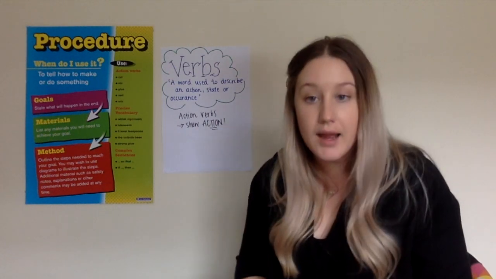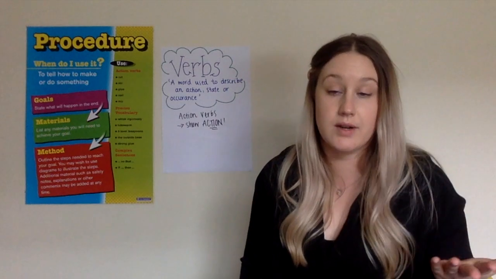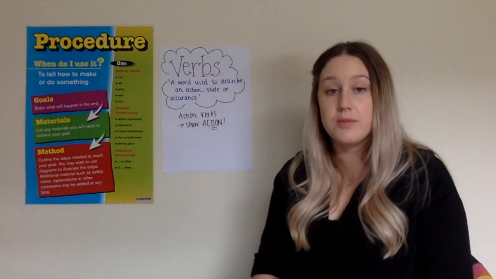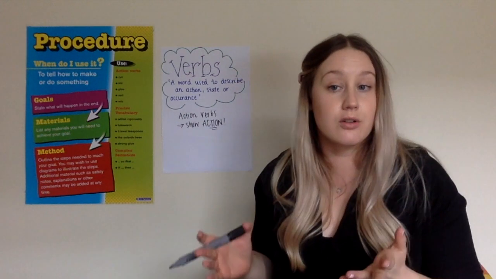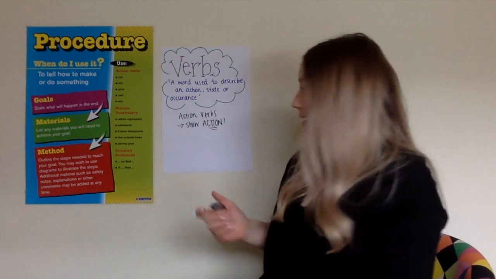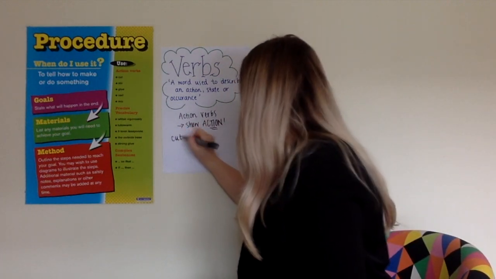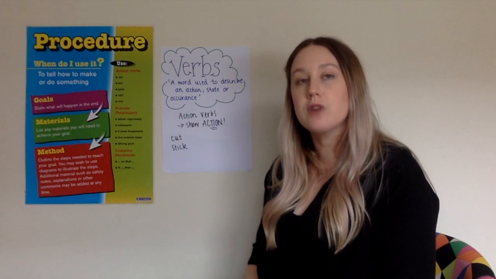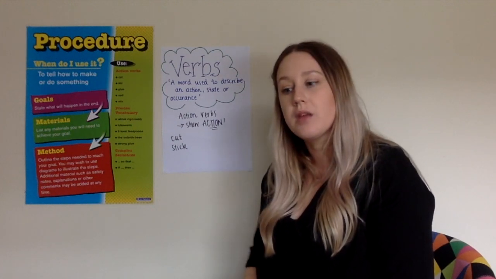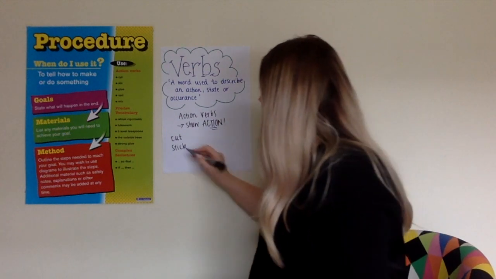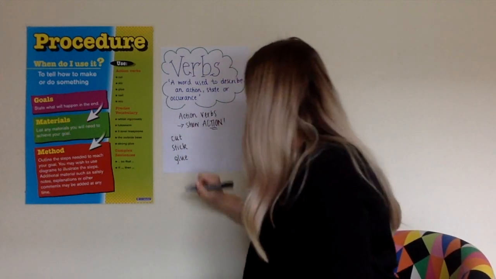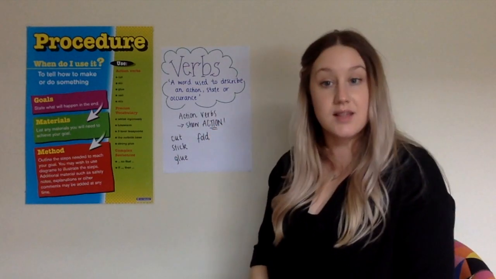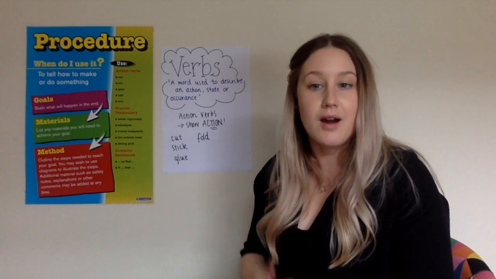Depending on what type of procedure you're writing, whether it's a recipe or a craft or a science experiment, that's going to change the type of verbs that you use. So for example, in a craft, some of the verbs I might need might be cut, stick. What else are people going to need to do in a procedure that's a craft? Cut, stick, maybe glue, or even fold. They're all things that someone might need to do in a craft procedure.